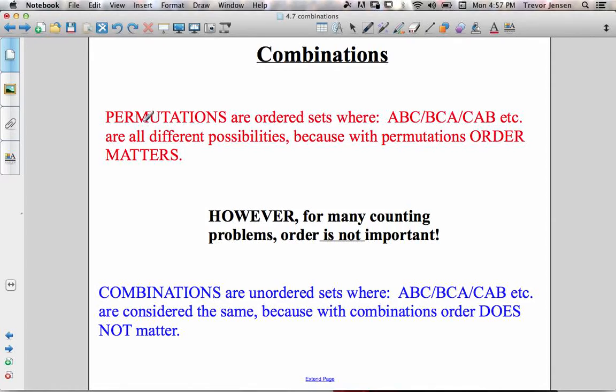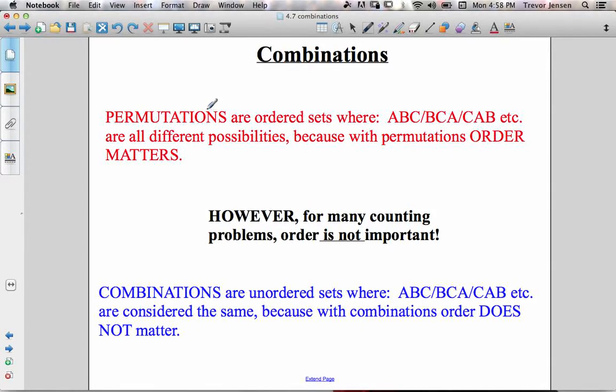I'm going to try and explain it like that a couple more times as we do the examples, just so you kind of understand why we're going to be dividing by r factorial, and I'll explain that more when I give you the formula. But basically, here's the difference between permutations and combinations that should be pretty helpful.